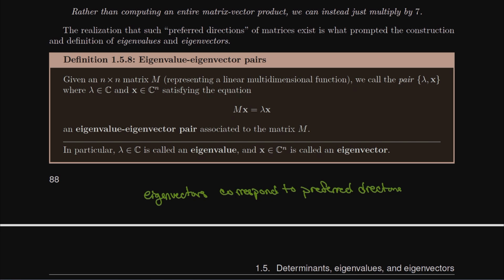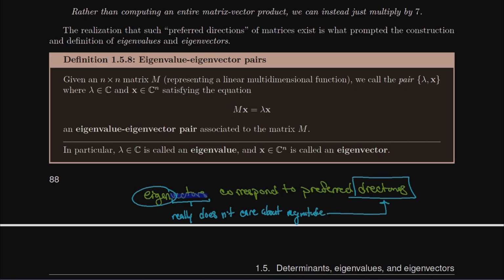Now, I kind of don't like the fact that we use the word vector here because it really is a direction. Vectors have both magnitudes and directions. They have lengths, right? Non-trivial lengths. But an eigenvector really doesn't care about magnitude. It just cares about direction. So an eigenvector is a preferred direction of a matrix. We can talk about what it means to be preferred: if you plug the direction in, you get the direction out. So direction in equals direction out. That's what an eigenvector is.